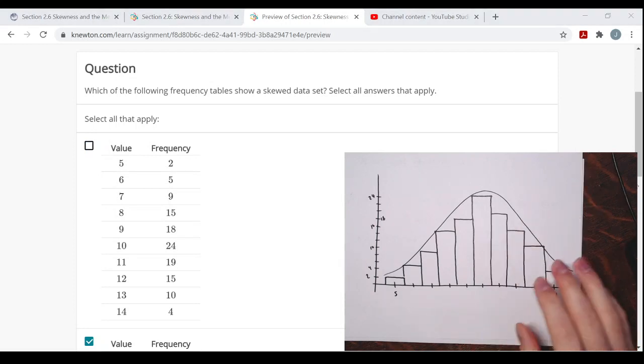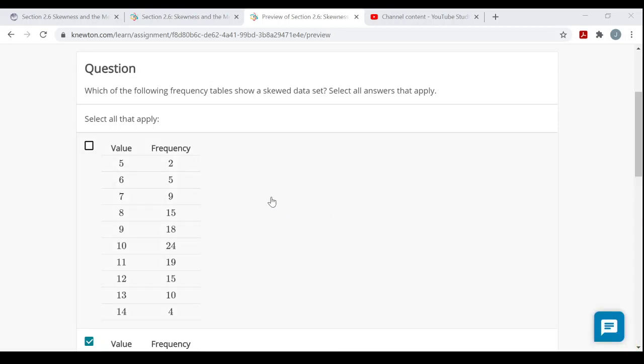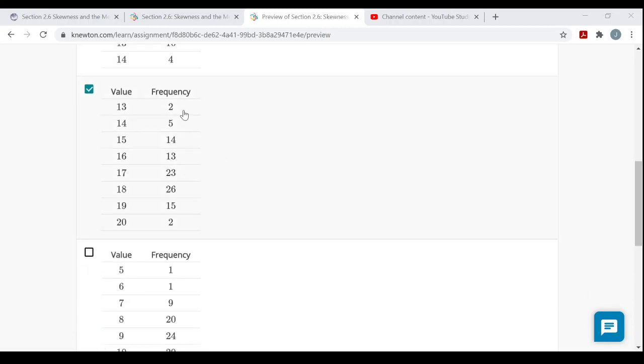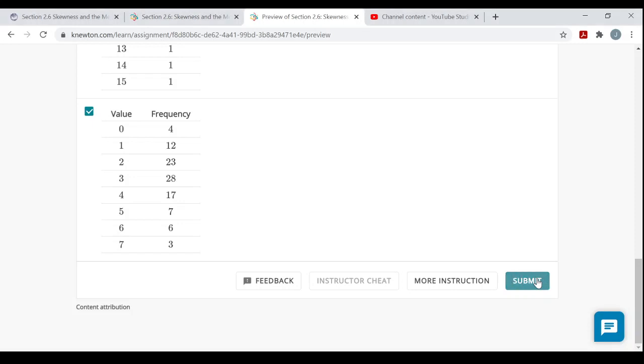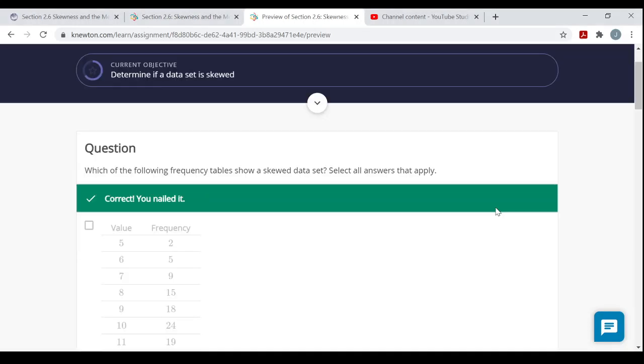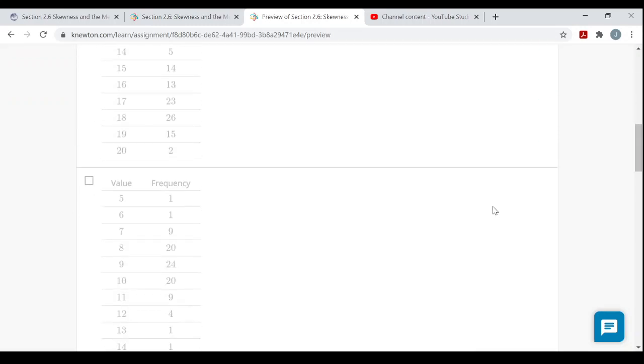So maybe you should either use your calculator or go on a piece of paper and draw a rough sketch of a histogram and get a good feel for whether or not the data set is skewed. Looking at these, this one looked like it was skewed left. This one, when I drew it, looked like it was skewed right. My drawings and my histograms help me out there.